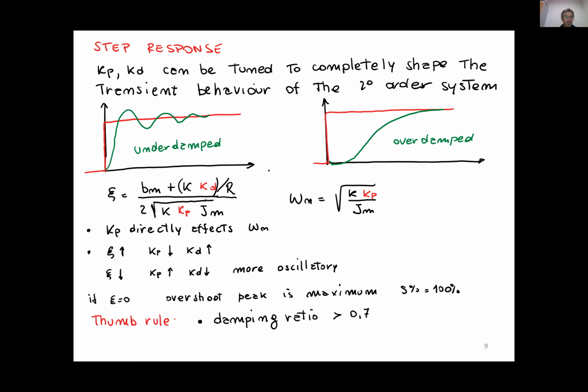So as a thumb rule in your design, I suggest you set your damping ratio bigger than 0.7 and the natural frequency under the resonance of the mechanical structure. Because if you go to the resonance of the mechanical structure, you will excite unwanted vibrations.